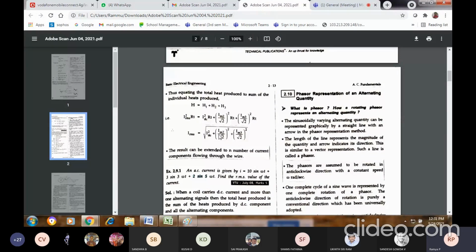Now coming back to this, you have only two alternating AC components here, but in your problem they have three alternating components. So just add one more here, that is plus IM4 divided by root 2 whole square. For the same formula, you add one more component here.